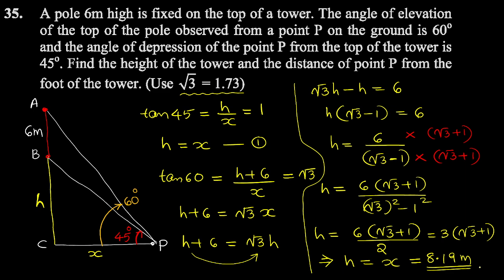In the end, you must write this step: the height of the tower equals 8.19 meter. Then the distance of point P from the foot of the tower is also 8.19 meter. You must add those two sentences. Here I am not writing because I have no space, but in the actual exam you must add that sentence. Okay, clear? So let me go to the next problem.